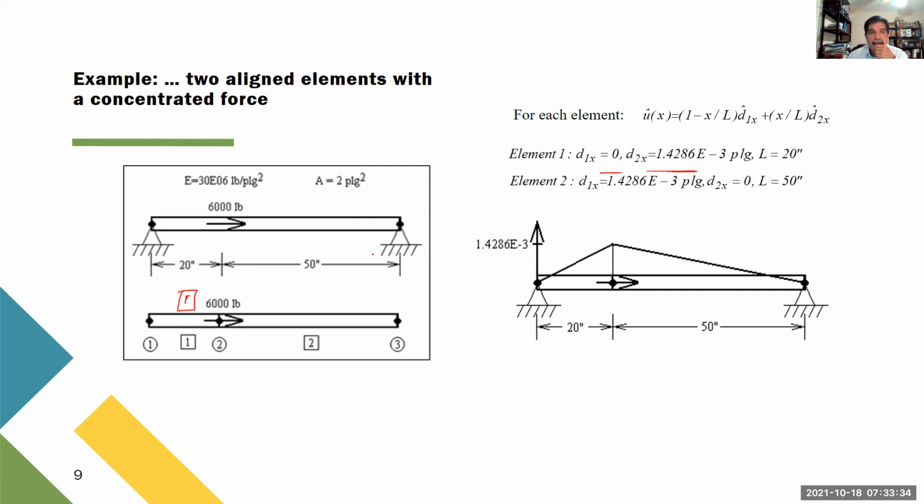For the second element, okay, this is the first joint of the second element, and that's D2. So that's the value that we calculated. And the second joint here doesn't move. Okay, so we can develop the interpolation, and this is what we obtain. We go from 0 to D2, and in the second element, we go from D2 until 0. So we see that there is continuity here because we established that D2 is the same for both elements.